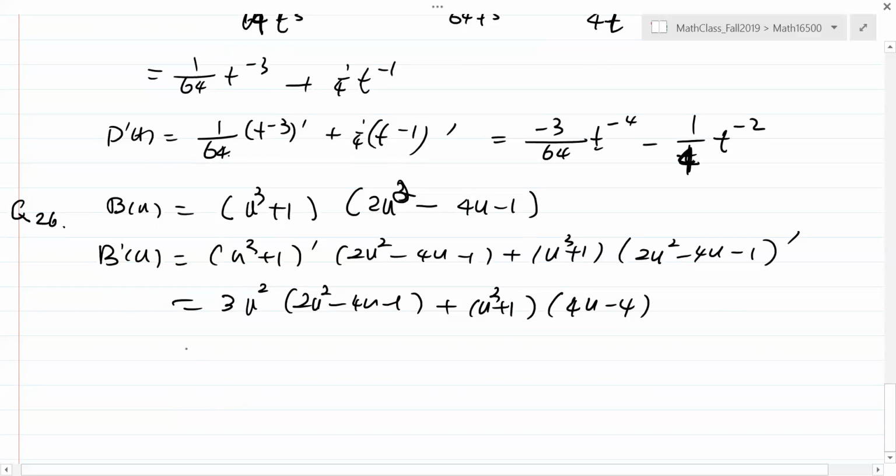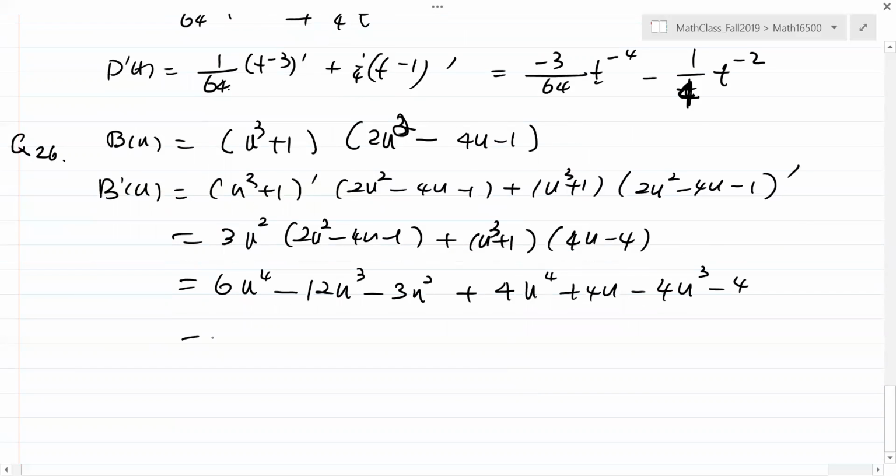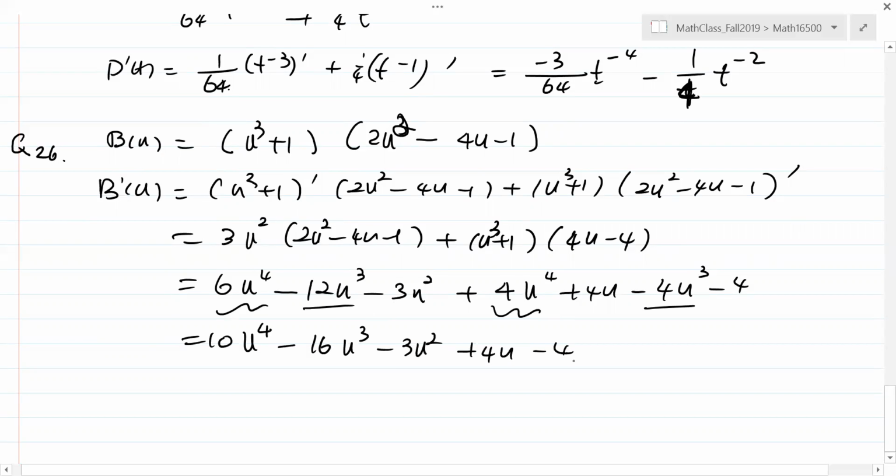Yeah, let's do this. Okay, so it's 6u to the 4th power minus 12u cubed plus u squared, and then 4u to the 4th power plus 4u minus 4u cubed minus 4. Okay. And you put the like terms together. Negative 16u cubed. Okay. Yeah. This and that. Don't forget this. These two already combined. Then minus 3u squared plus 4u minus 4.